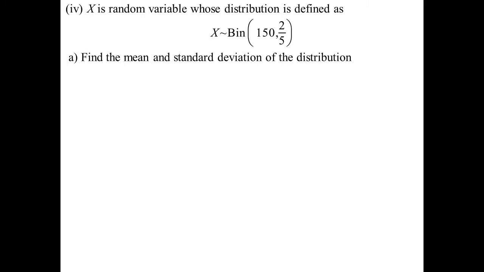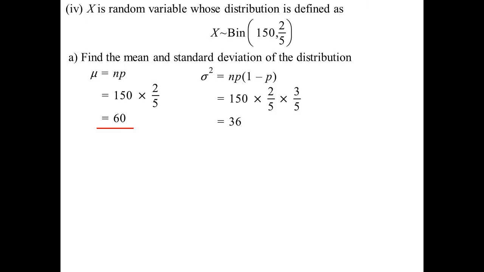Okay. The mean we said was n times p. So we get 60. The variance, not the deviation, but the variance is np(1 minus p). That works out to be 36. Deviation is the square root of variance. So we know that the standard deviation would be 6 for that one.